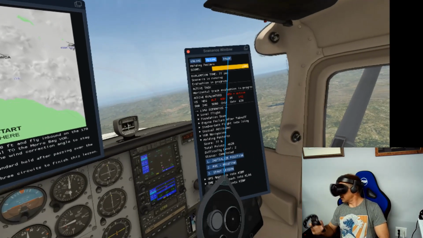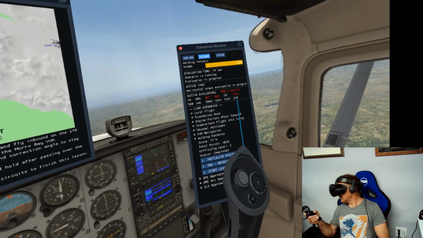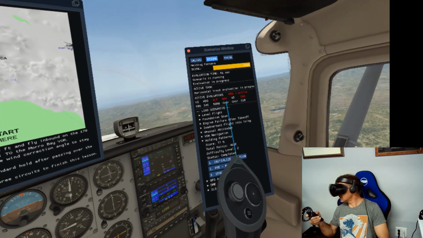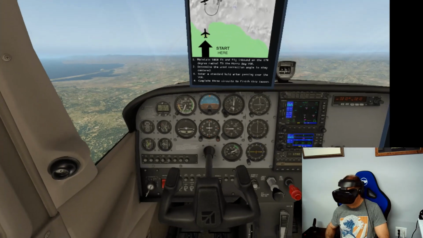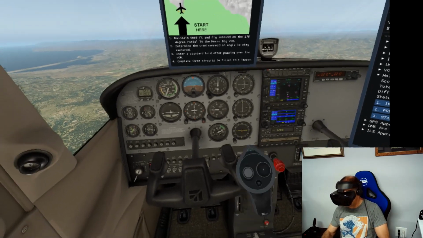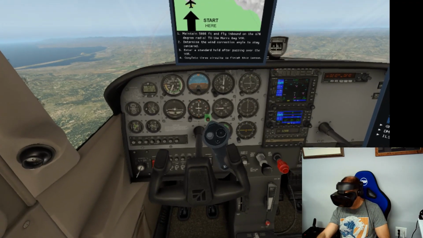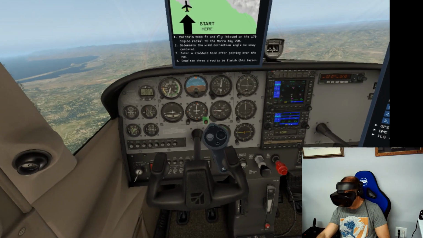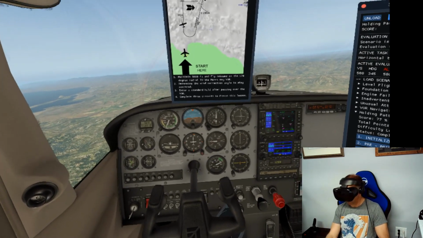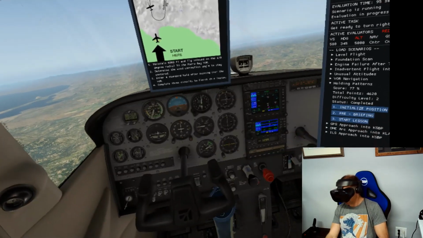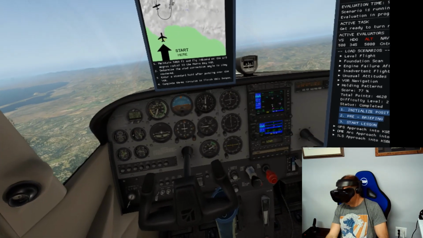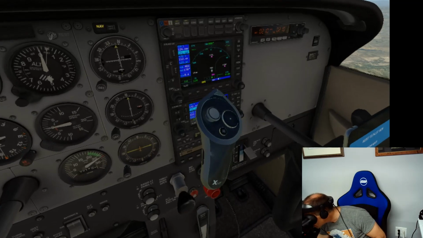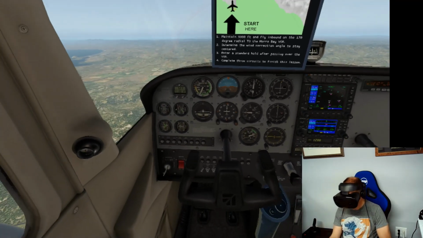Okay, so now we're being evaluated on our course. See how it's red? That means I have to keep that needle centered. The CDI is becoming more sensitive as you approach the zone of confusion. Get ready to start your turn to the right.